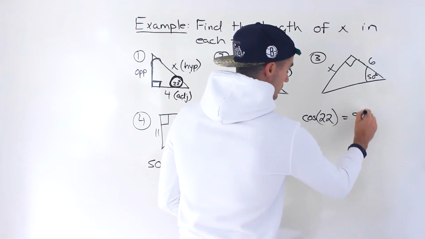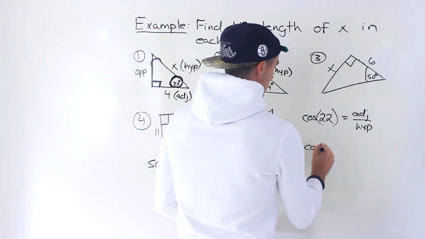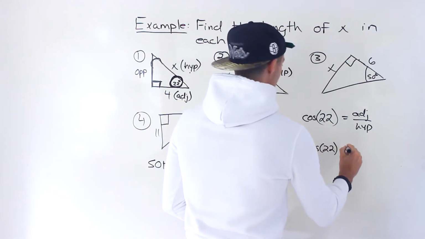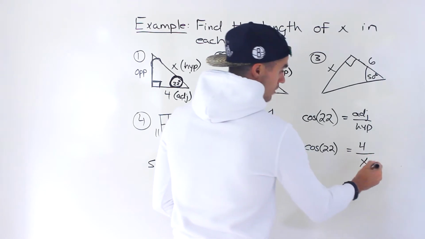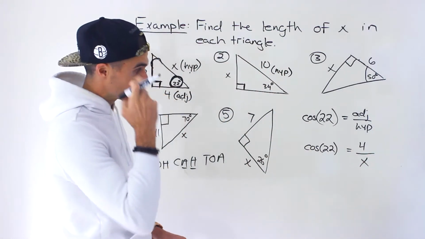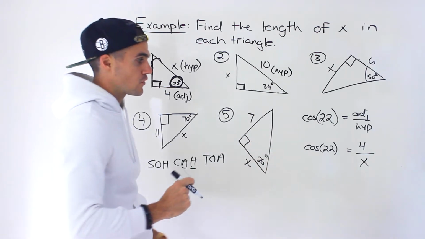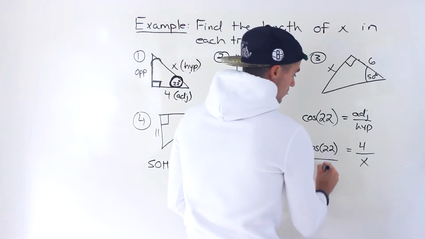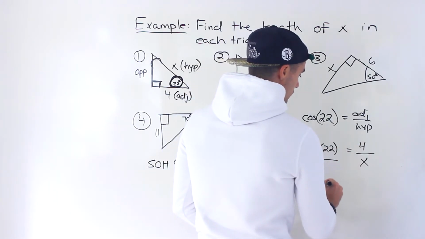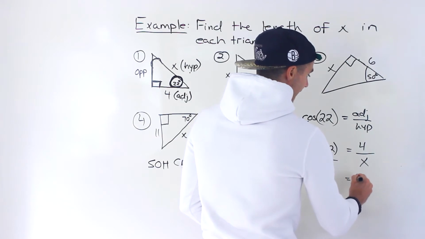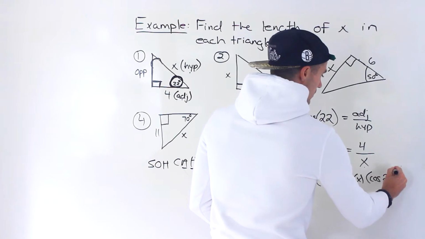So let's actually write that: adjacent over hypotenuse. In this particular case, the adjacent side is the 4, and the hypotenuse is what we're solving for, the x right there. So we have our ratio set up: cos 22 equals 4 over x. From here, we can put this over 1 and cross multiply. So 4 times 1 gives us 4, and then we would have x times cos of 22.